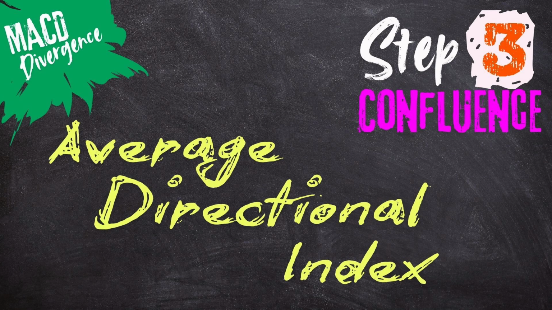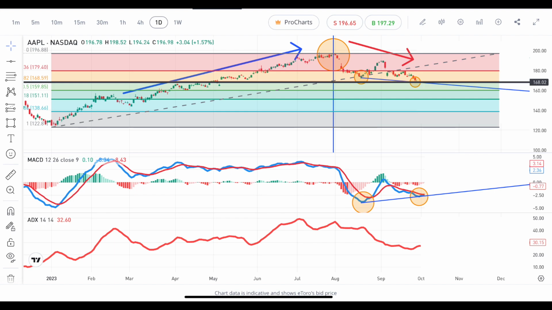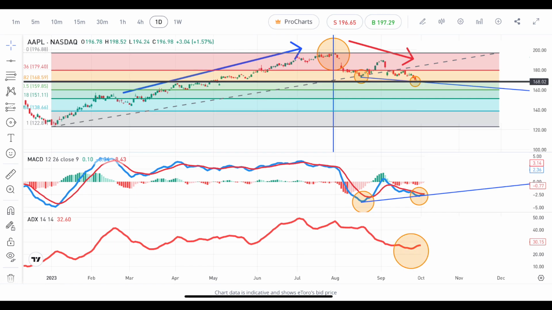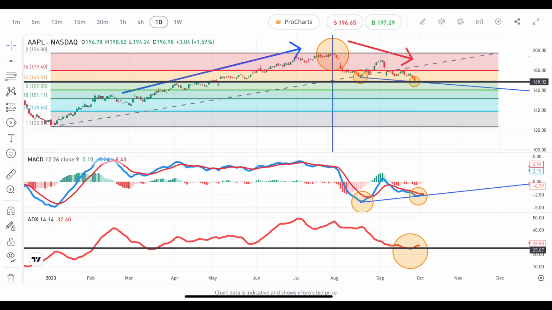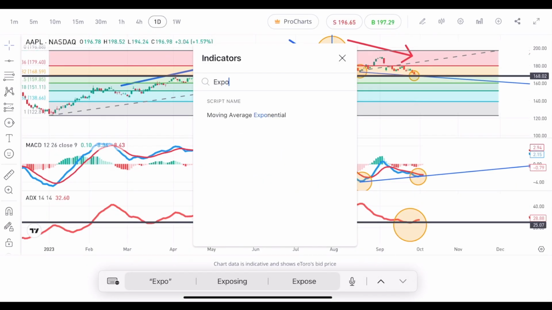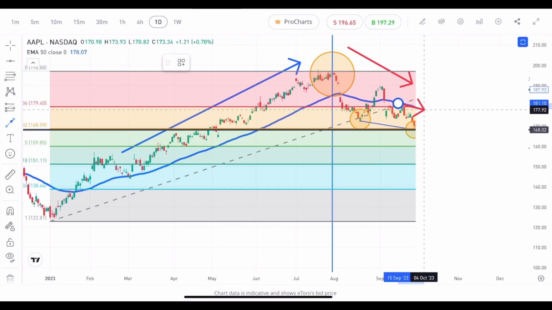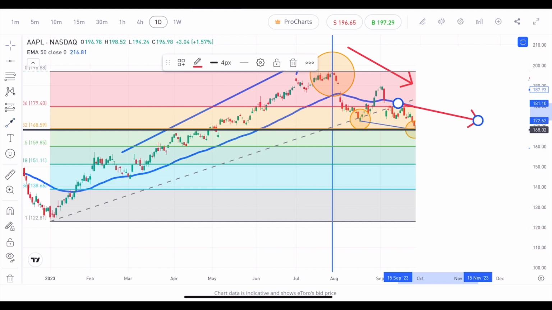Next, I will add the ADX indicator, and what we see here is that ADX is trending down and sitting below the 20 mark, which tells me that the strength of the downtrend is fading. I will add my final layer, the 50 period moving average. At the time of the second low, price is well below the moving average line, and the moving average is still sloping downwards. This tells me that the trend structure hasn't shifted yet.